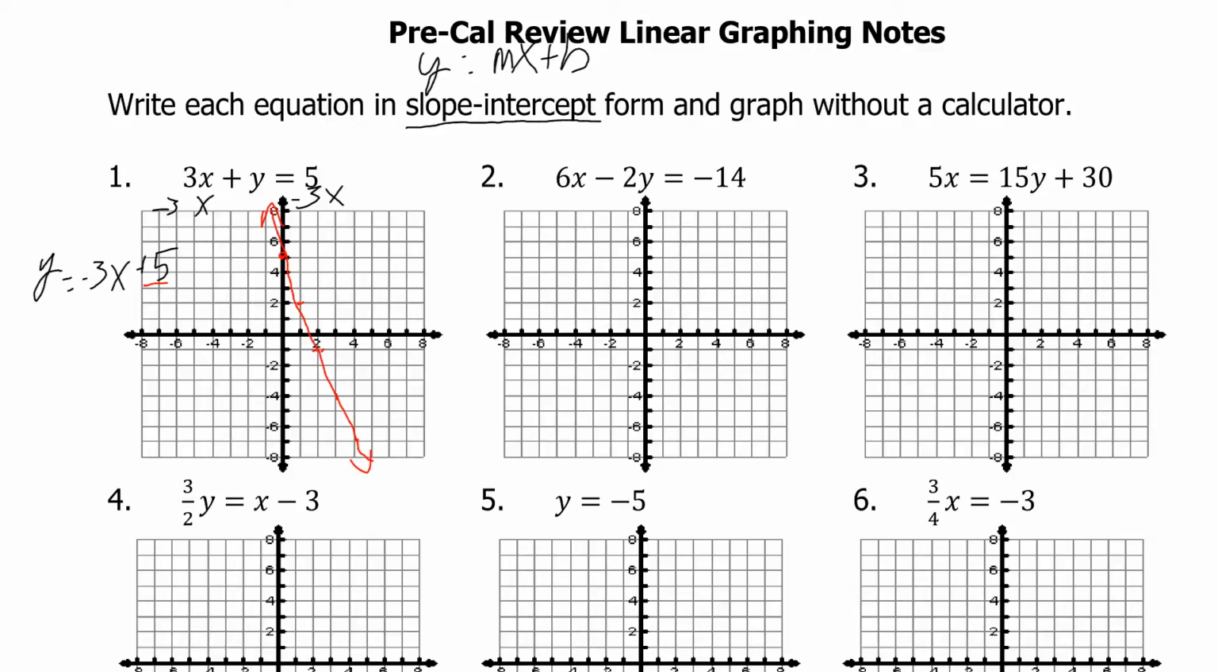Next, we've got 6x minus 2y equals negative 14. First thing, like usual, we're going to move the x term over to the other side. That leaves us with negative 2y equals negative 6x minus 14. Divide each side by negative 2, and that leaves us with y equals 3x plus 7.